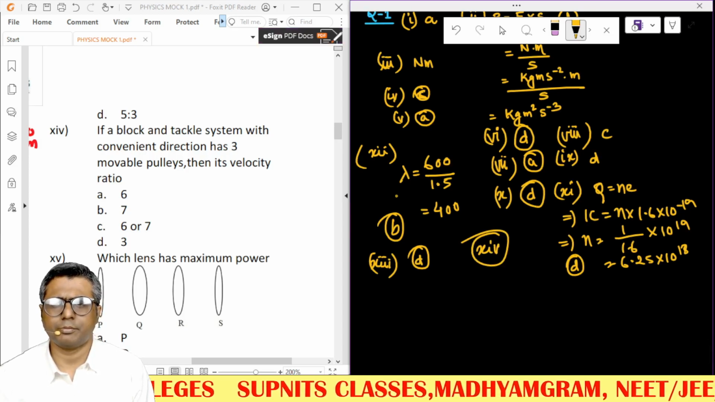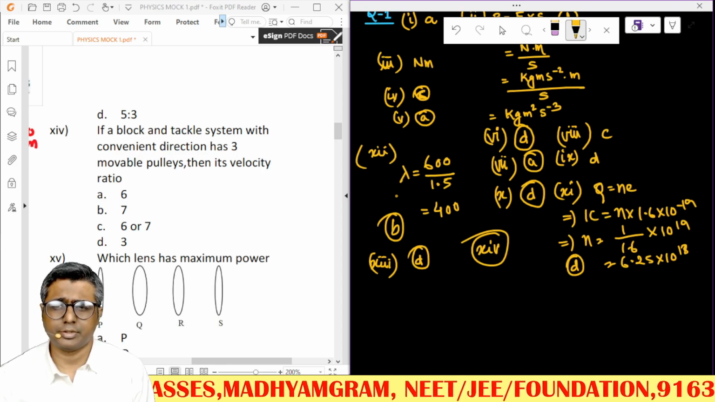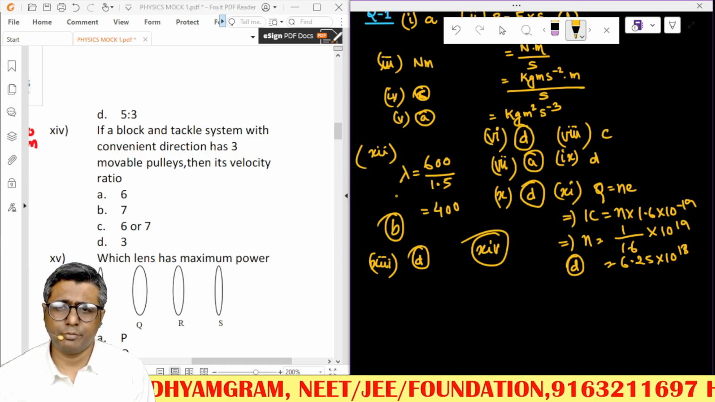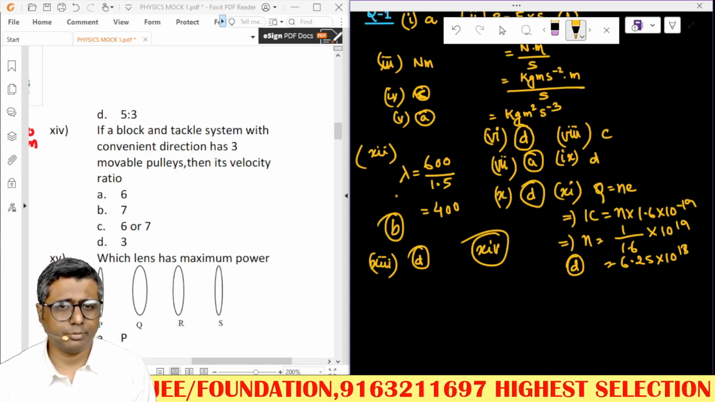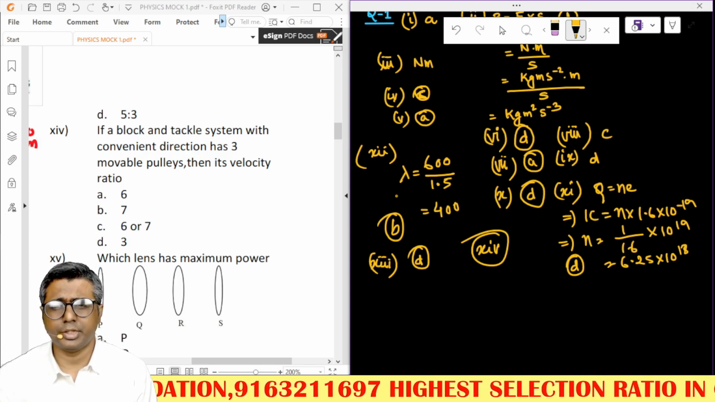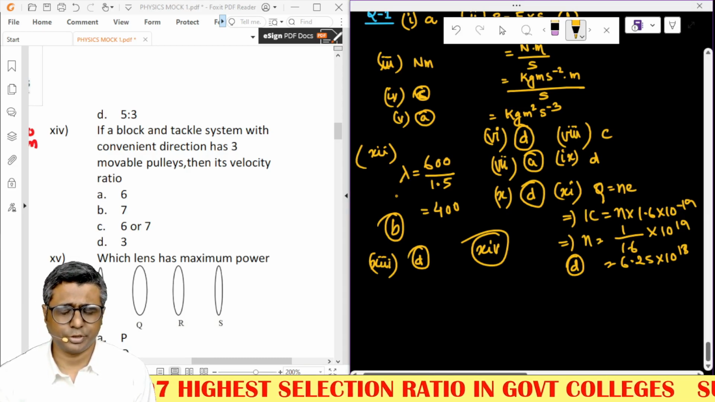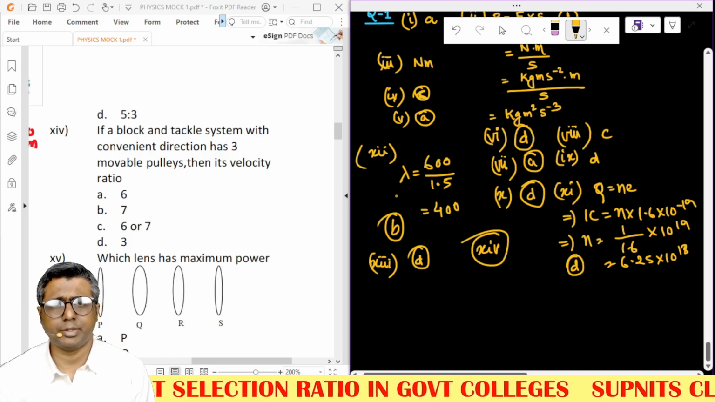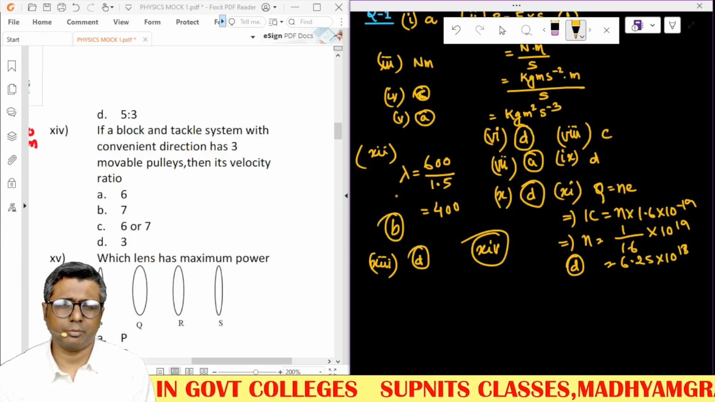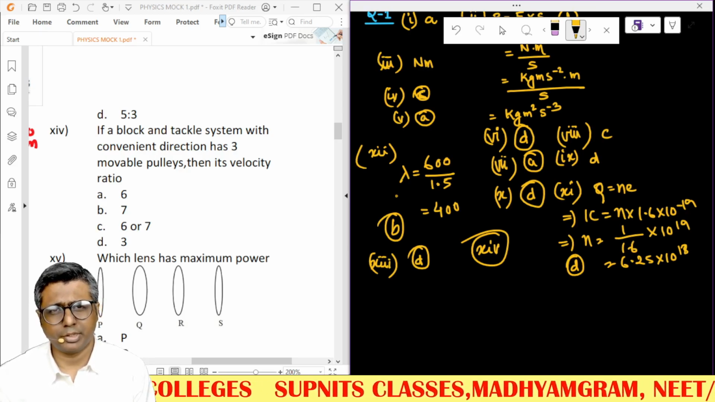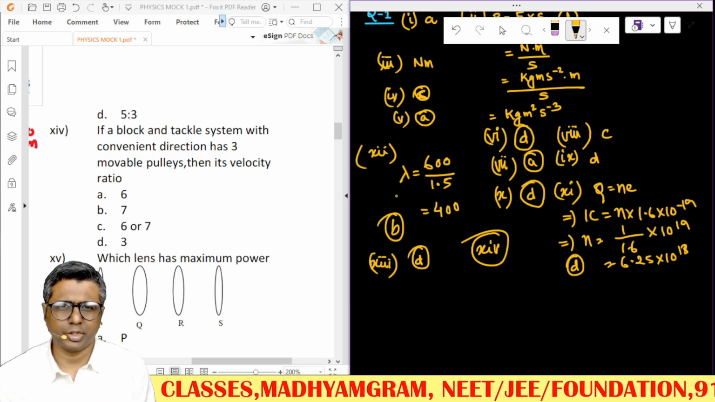Coming to the next question, if there is a block and tackle system with a convenient direction, which has 3 movable pulleys. Very important question. Textbook theory oriented question. You have to study the textbook well to answer this one. Then what is its velocity ratio? Very good question. Convenient direction means it is pulled downwards, it is not pulled upwards. So it's just as normal as it gets, the ones we have done in the book, except the one which is pulled upwards.